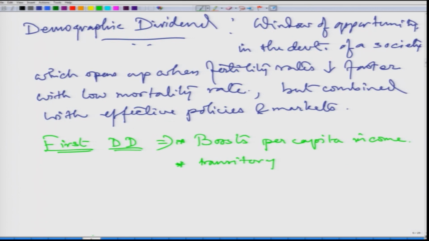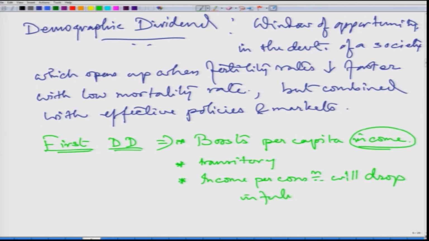So this is a transitory period. Income per consumer is high at this period, but it will drop in the future, and that's a concern. To make amends for that concern, we have the second demographic dividend.